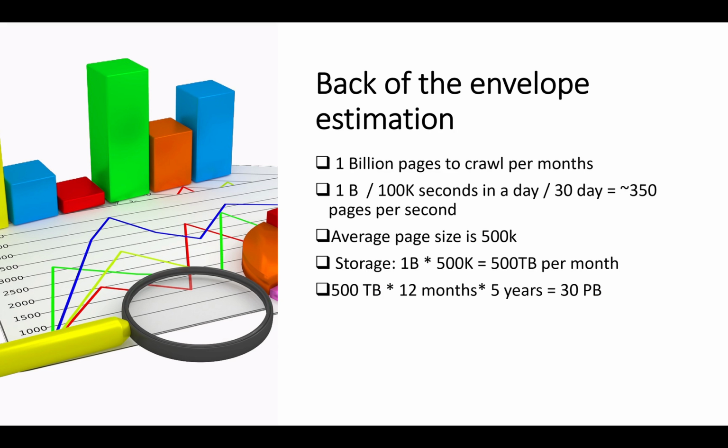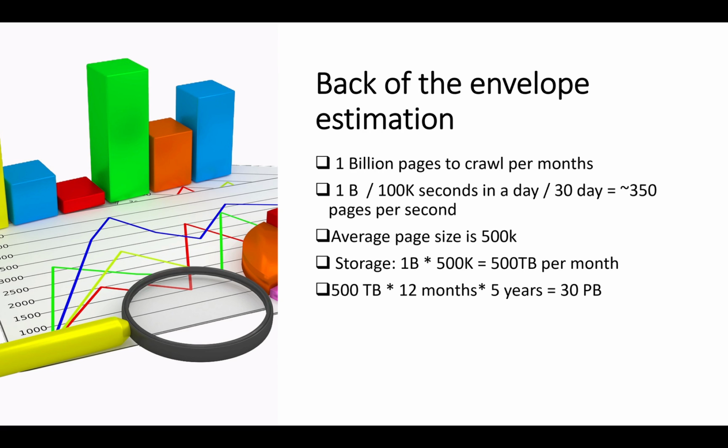Next, we look at the back of the envelope estimation. When we say back of the envelope, it means it doesn't have to be accurate. You can round up and just say roughly. Everything we say is a hand-wavy number. Let's say we have to crawl 1 billion pages per month, and we have 100,000 seconds in a day. Over 30 days, roughly we are visiting 350 pages per second across the internet.